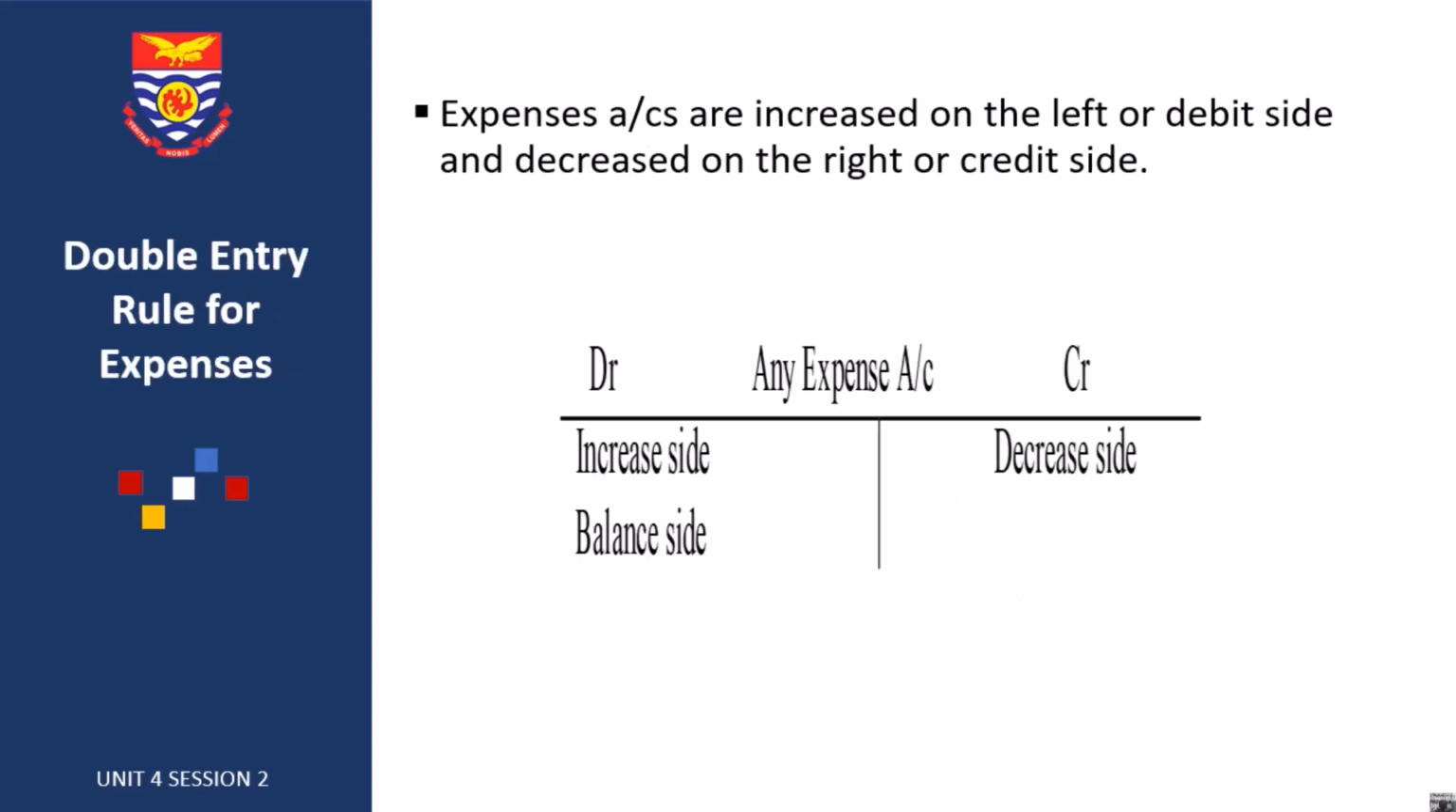Double entry rule for expenses. Expense accounts are increased on the left or debit side and decreased on the right or credit side. So it is expected that the expense account will have a debit balance.